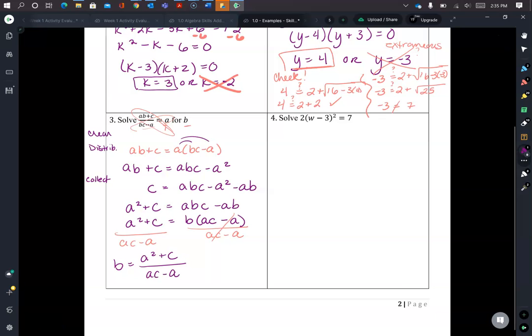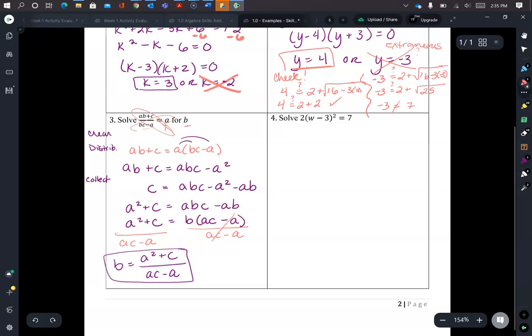Now you may have gotten a slightly different answer. You can rearrange things, like you could factor out a -1 and see how that goes and see if your answer matches up. I'll show you that below, but this is fine to leave that way. We have a nice positive lead there, but you might have ended up with, we'll just write off to the side here, b equals (-a squared - c) over (a - ac), if you went the other direction and put everything to the left.